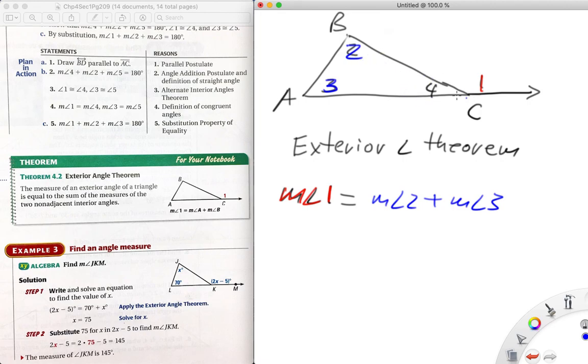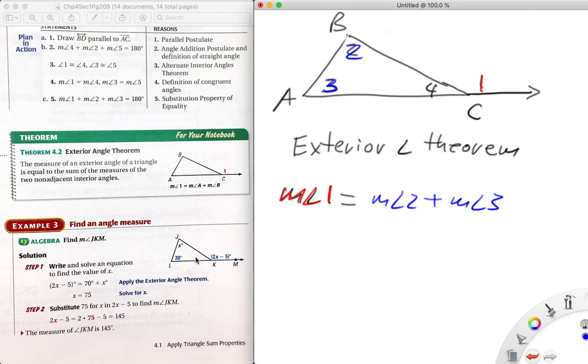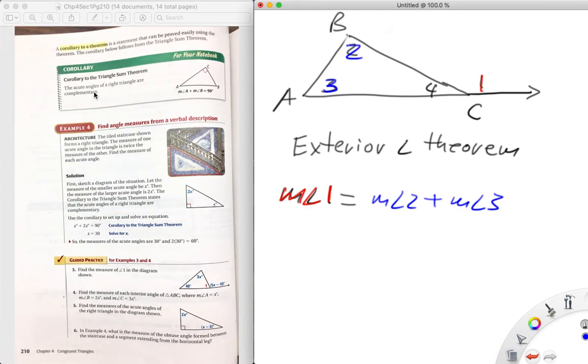Non-adjacent interior angles. This would be an adjacent interior angle, angle 4, because they share a common ray that makes them adjacent to each other. And if we were to add these two guys together, we know that they are equal to each other. And then there's some algebra that says you can do the math and solve for x. I'm not going to go through that.